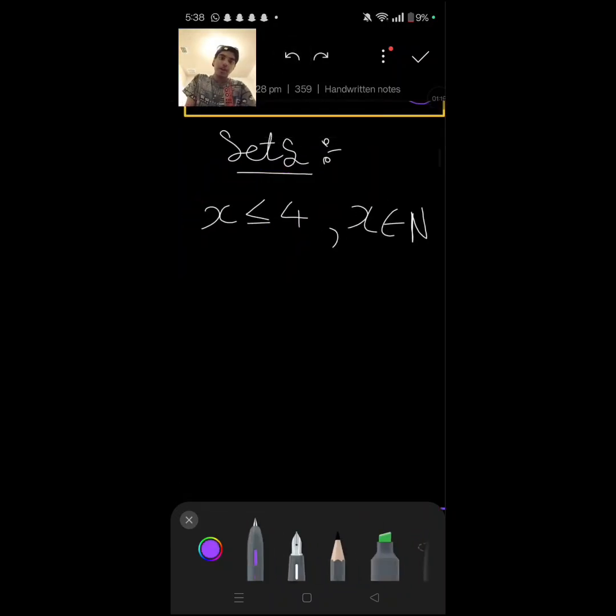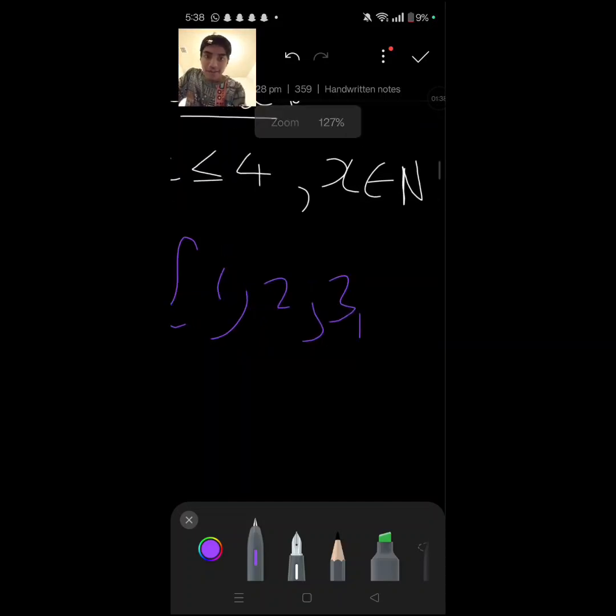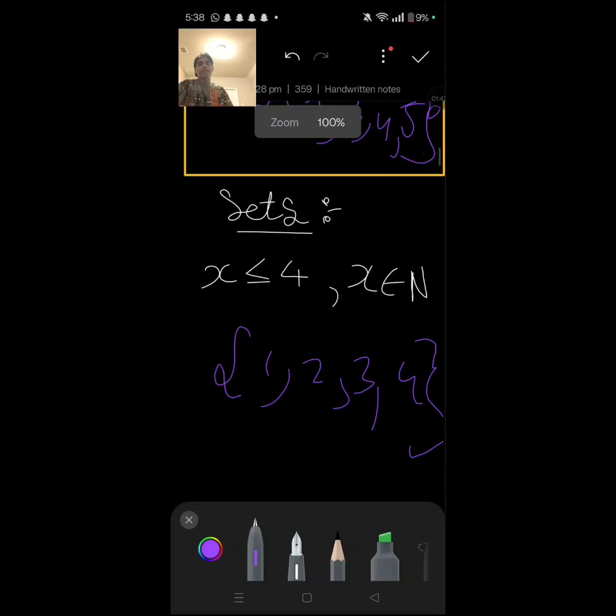Now we have this inequation over here. x is less than or equal to 4 and x belongs to the set of natural numbers. So what is the solution set that we have obtained? Natural numbers means the starting point is 1 and the ending point is infinity, but it says less than or equal to 4. So 1, 2, 3 and 4. Now this over here becomes our solution set.